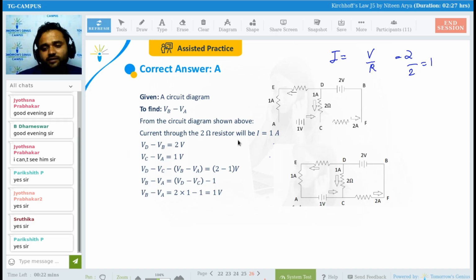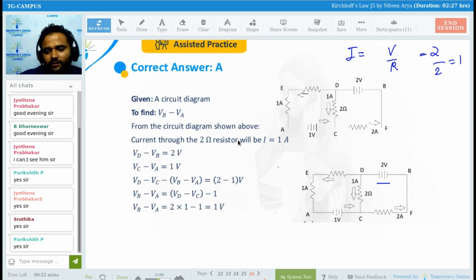Okay, this is the way. As you can see, this is 1 volt, and this is R. So what is VD minus VB? This is D and this is V, so obviously VD minus VB is 2 volt. Here we have only the 2 volt source. And VC minus VA: this is your VC and VA. How can you find VC minus VA? It is 1 volt, because the current passing here is 1.